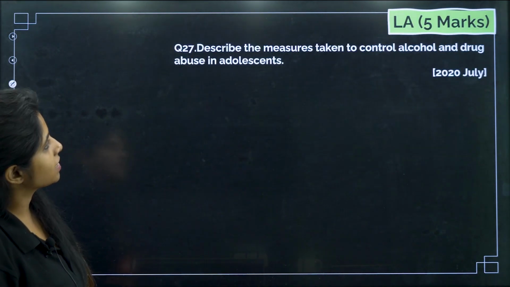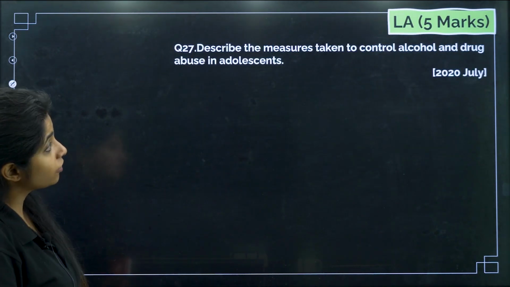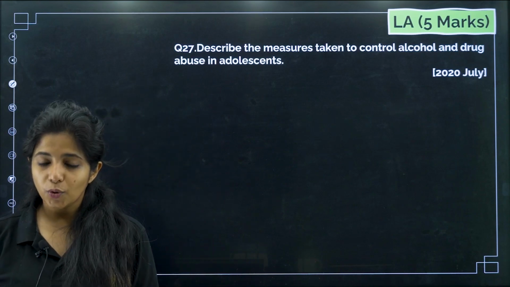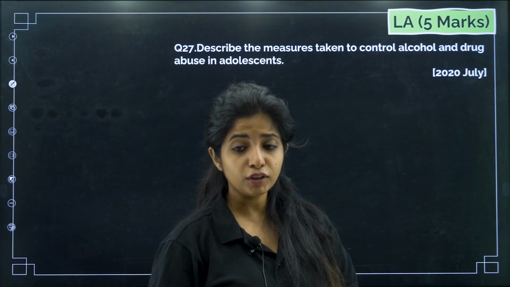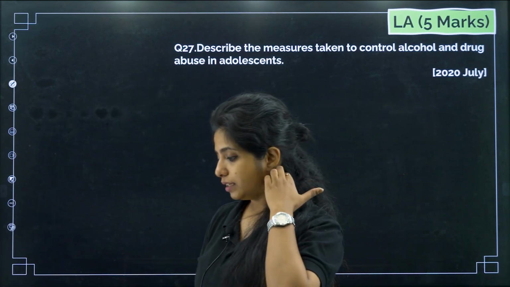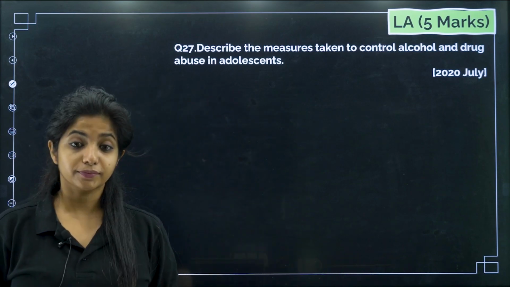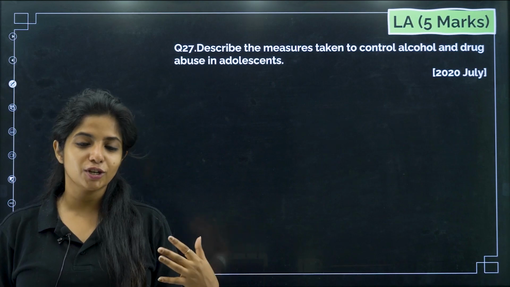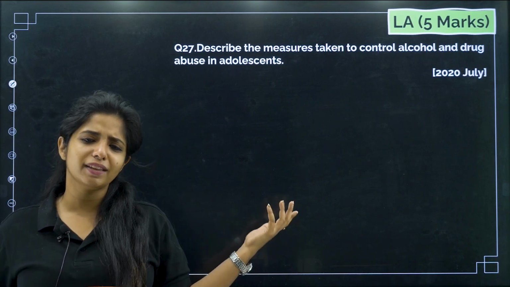This came in the model question paper, so you have to better learn it. Okay, next. What are the measures taken to control alcohol and drug abuse in adolescence? So what are the steps that are taken to control this? Can you tell? Easy things, can you tell? This is something that is theory based. You have to remember. It's very easy.